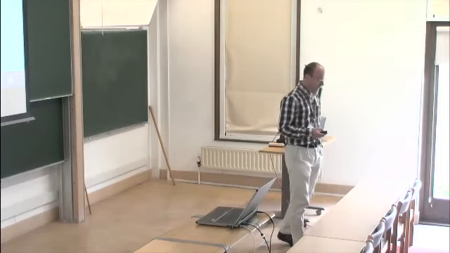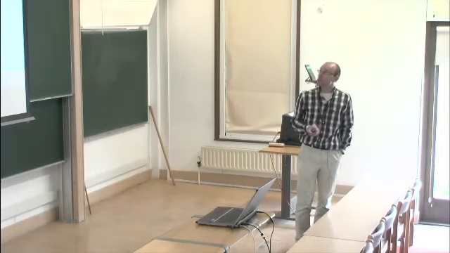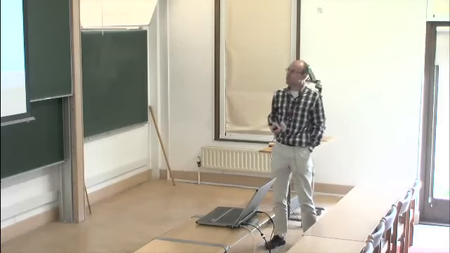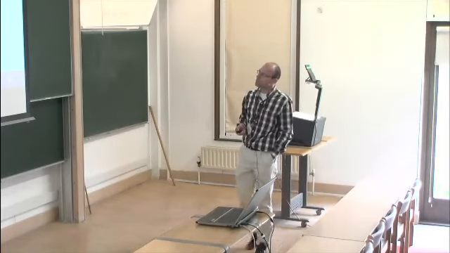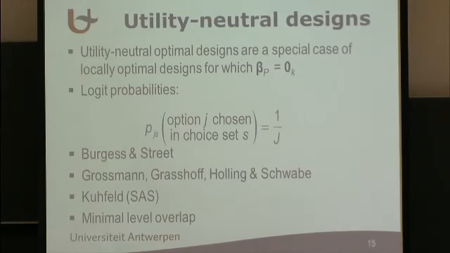One special case of a locally D-optimal design approach is the utility neutral approach that has been used quite a lot in the literature. In that approach, the educated guess you use is just a zero vector. You assume that all the betas are zero. In that case, the logit probabilities simplify substantially. The logit probability simplifies to 1 over J, 1 over the number of alternatives in a choice set.